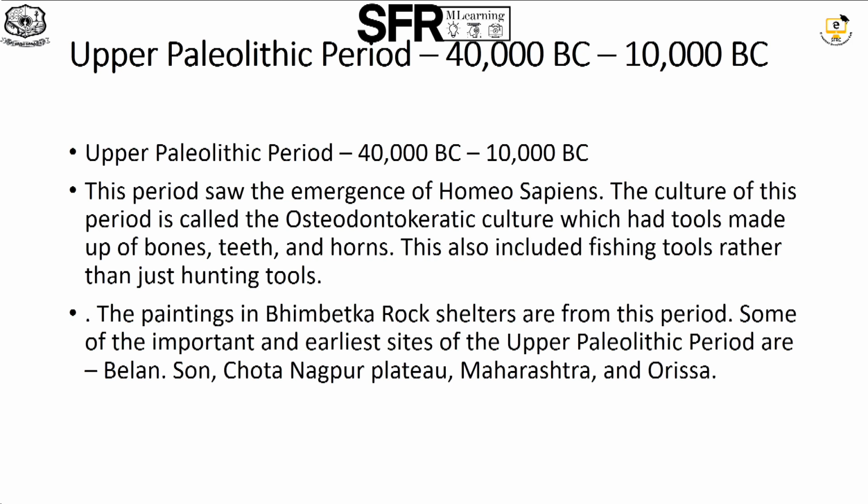And the paintings in Bhimbetka rock shelters are famous from this period. Bhimbetka rock shelters are located in Madhya Pradesh, and some of the important and earliest sites of the Upper Paleolithic period are Belan, San, Chota Nagpur Plateau, Maharashtra and Orissa. These are the examples of the Upper Paleolithic period in India.